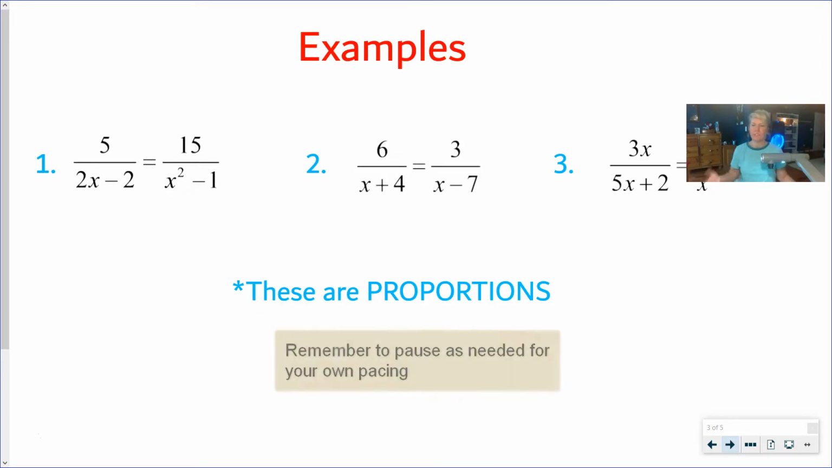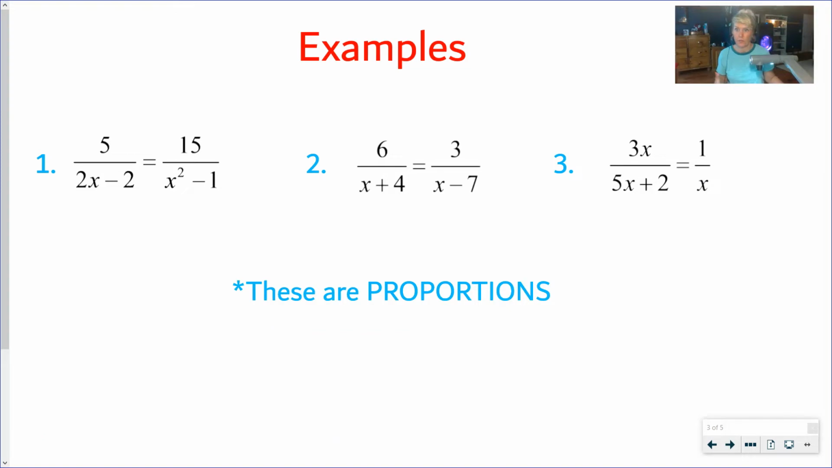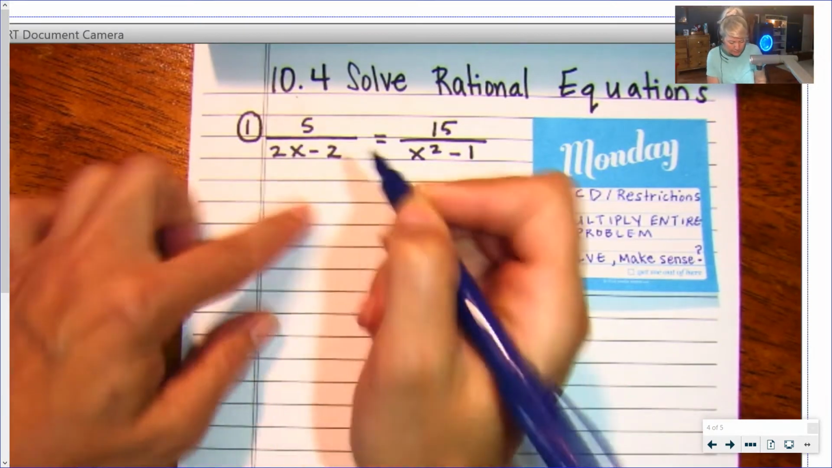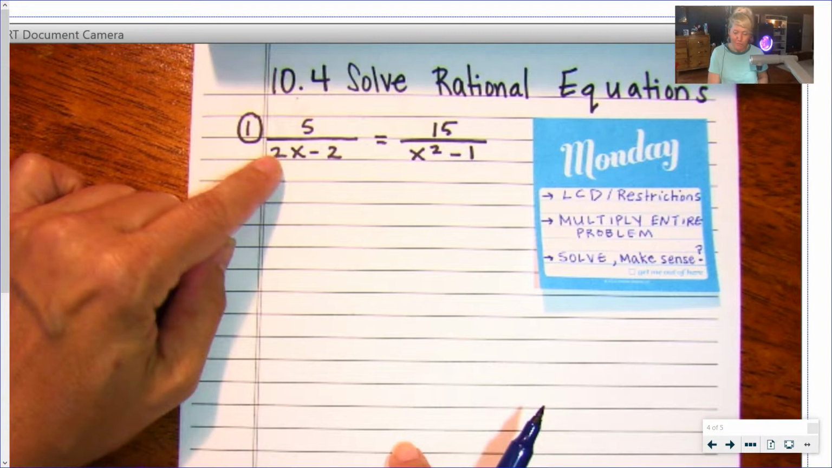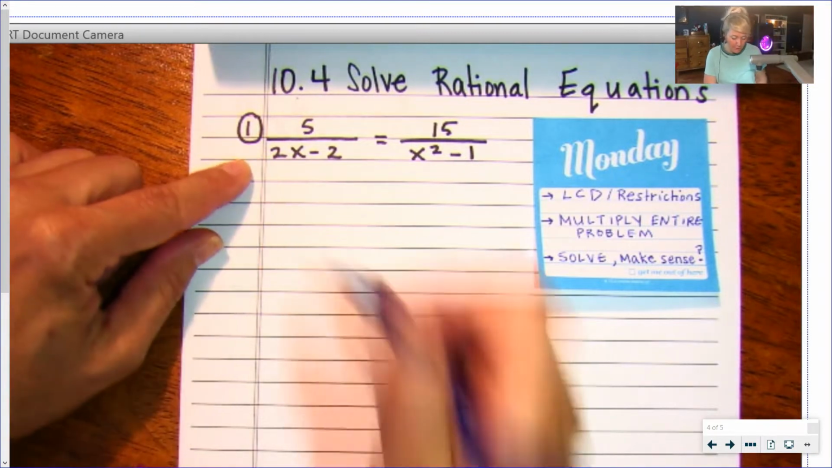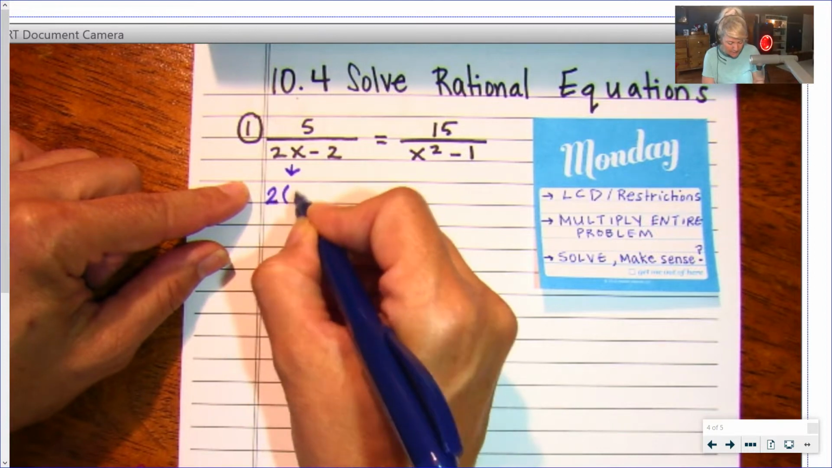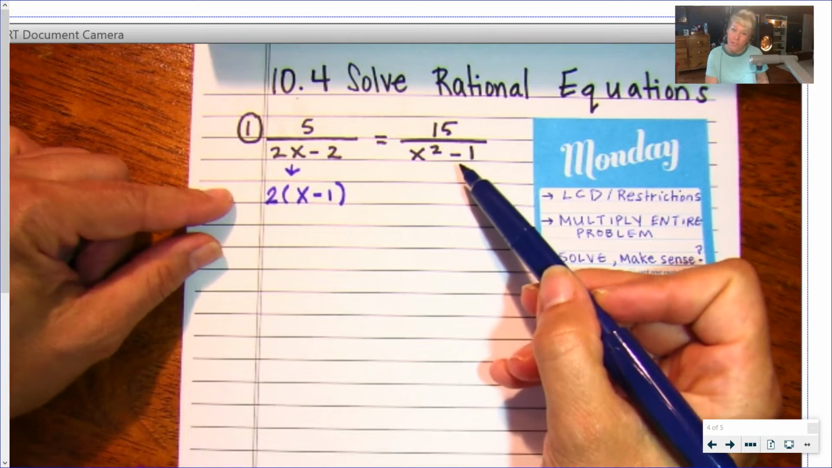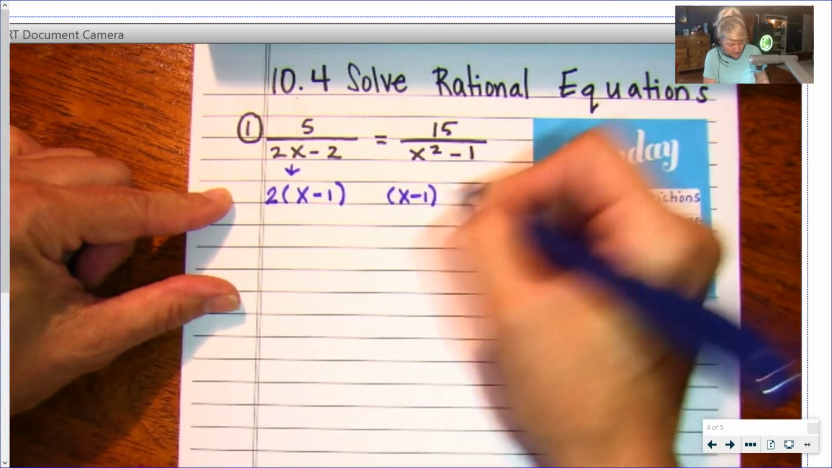These are the three examples that I am going to be covering with you. So let's go ahead and take both of the numerators are already factored. Let's take a look at the first denominator. The first denominator, I can take a 2 out. So this becomes 2 times x minus 1 in parentheses. Over here, you have a difference of 2 squares. So this is going to be x minus 1 and, of course, x plus 1.